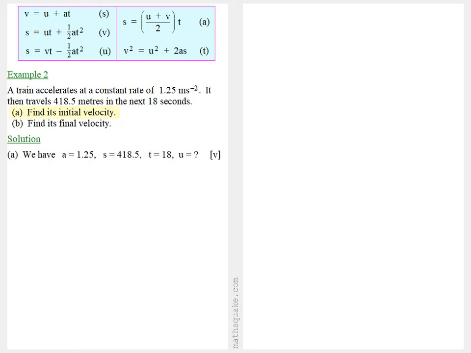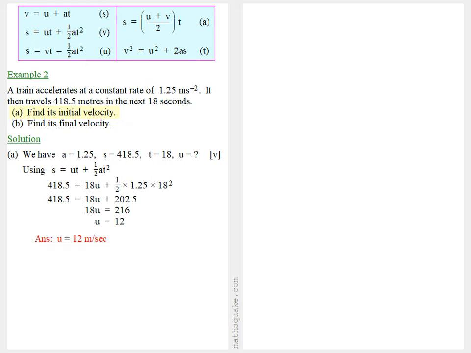Now that means we're going to use the equation s equals ut plus a half at squared, and we simply substitute in the numbers that we have. So s is 418.5, and then ut is 18u, plus a half a, which is 1.25, times t squared, which is 18 squared. Now that simplifies to 418.5 equals 18u plus 202.5, or 18u is equal to 216, which means u is 12. So our answer is the initial speed u is 12 meters per second.